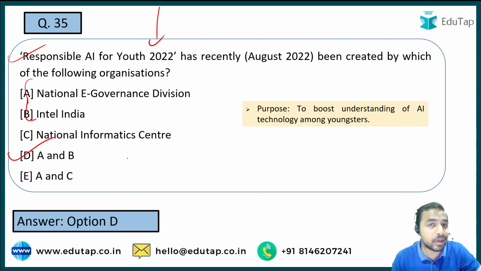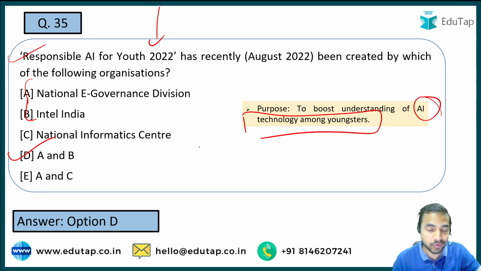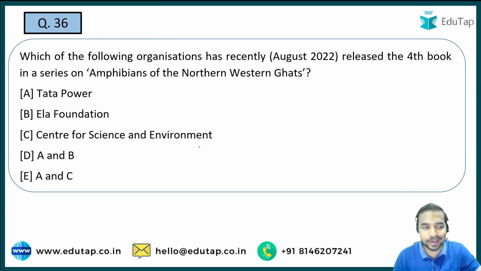And why has this particular initiative been launched? Basically to boost understanding of artificial intelligence technology among the youngsters. We all know that AI is really emerging and very trending. So that's why our youngsters must also know it, because there are a lot of employment opportunities and innovation capabilities in artificial intelligence technology. Okay ji, I hope this is clear. Let's move on to the next question.